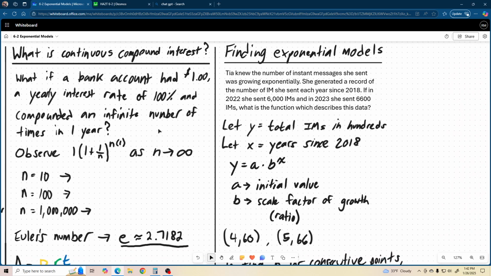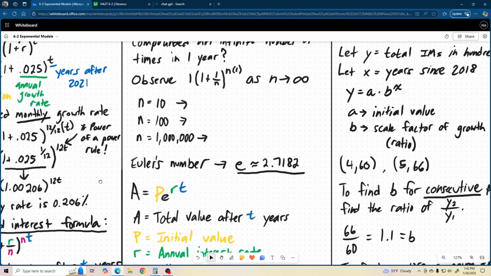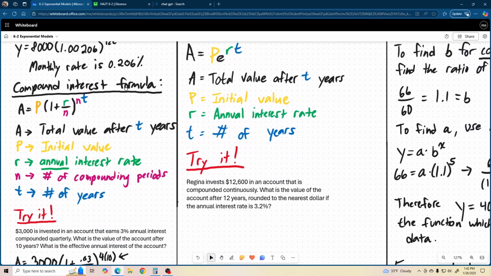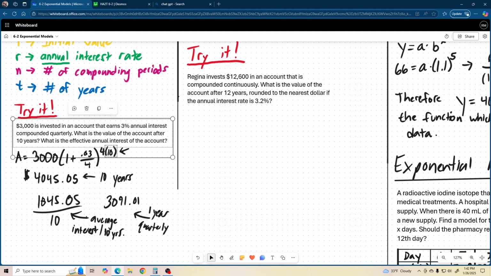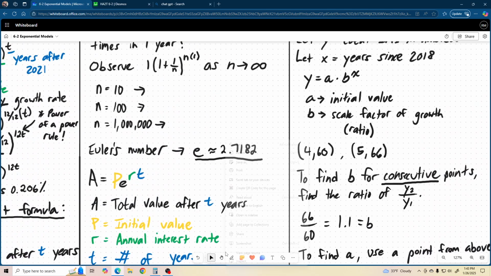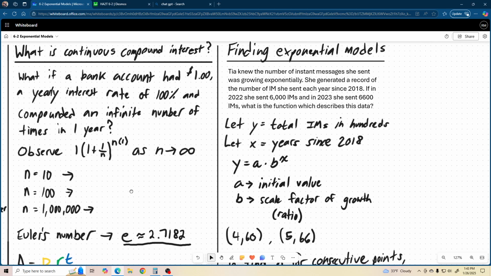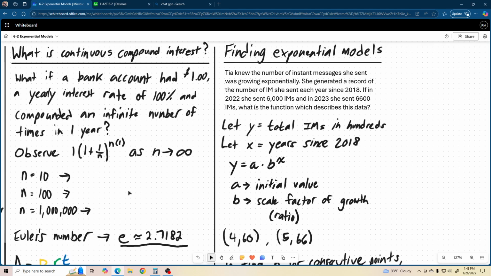All right, so continuous compound interest. Before, we weren't compounding continuously. We were compounding a specific number of times. We compounded yearly, then monthly up here, and then down here, we compounded quarterly. But you notice there's a specific number of compounds. When we compound continuously, it's as if we are compounding an infinite number of times. Every moment we're compounding. That's the idea behind this.